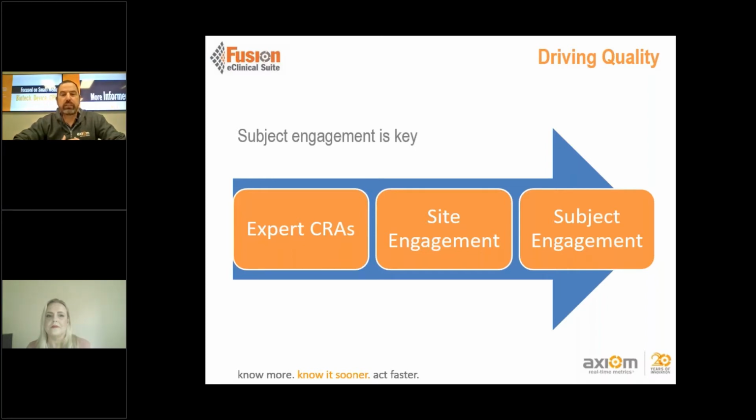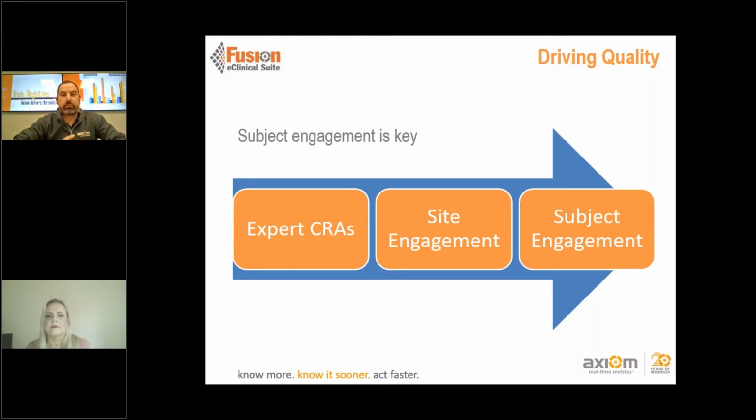Subject engagement is key, as Dawn has already talked about, and we'll talk about a little bit more during the course of this presentation. In rare disease studies, it's especially important to have that subject engagement dialed in, and really subject engagement is driven by the site engagement with the study in many cases, and site engagement is really driven by how supported the site staff feel by the sponsor and the sponsor's counterparts like Axiom at a site level.